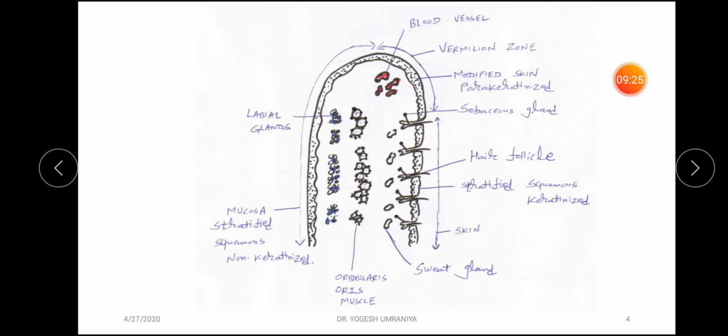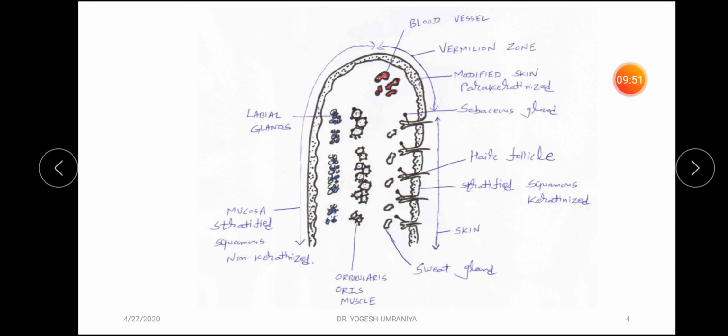Now the central portion, or the core of the lip, is formed by striated muscle fibers. You can see the striated muscle fibers here, which belong to the orbicularis oris muscle. So that is something regarding the schematic aspect of the lip.